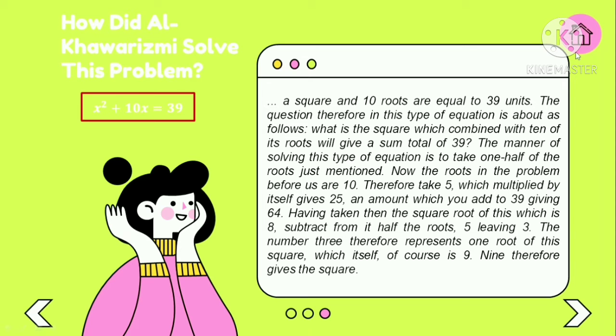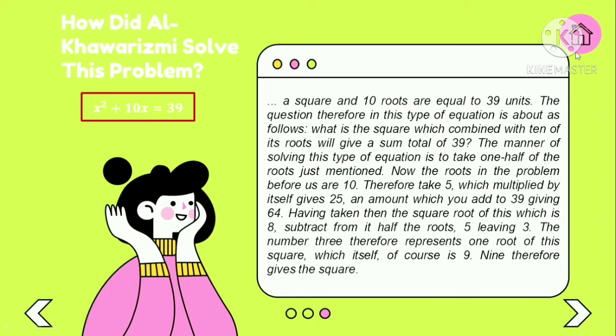The manner of solving this type of equation is to take 1/2 of the roots just mentioned. Now, the roots in the problem before us are 10. Therefore, take 5, which multiplied by itself gives 25, an amount which you add to 39 giving 64. Having taken then the square root of this, which is 8, subtract from it half the roots, 5, leaving 3. The number 3 therefore represents one root of this square, which itself, of course, is 9. 9 therefore gives the square.